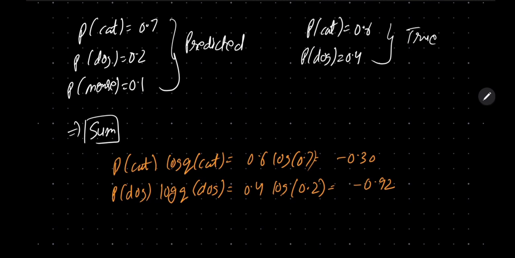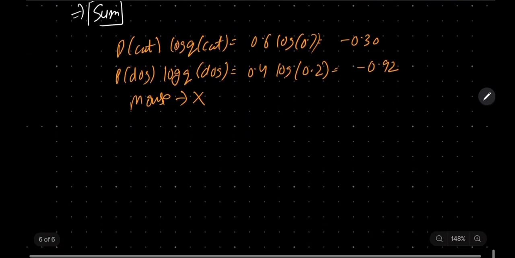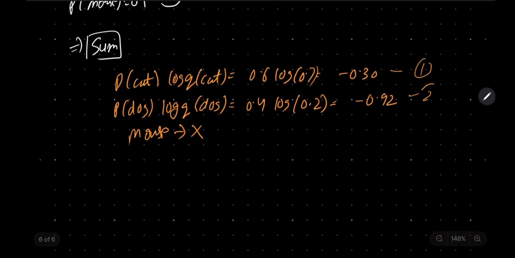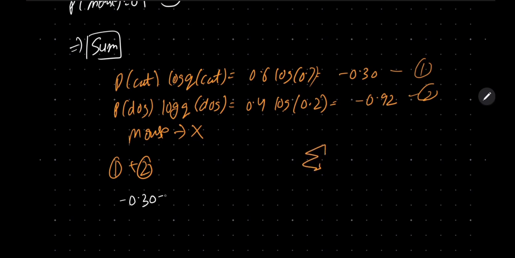For mouse we don't have to do anything because we don't have a true distribution for that, so we can skip it. Now we need to add these two. This was the formula, right? It was the sum. So the sum is going to be minus 0.30 minus 0.92, which is minus 1.22. And because we have the minus outside, this becomes 1.22.